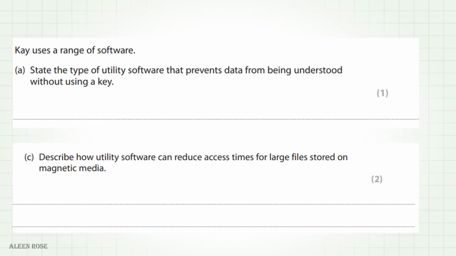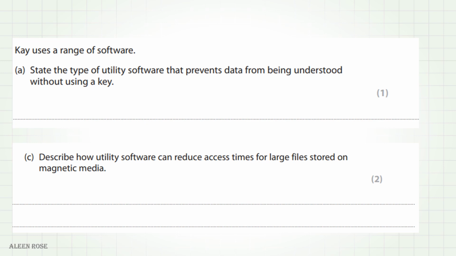State the type of utility software that prevents data from being understood without using a key. So the data should not be understandable, and it needs a key. Analyzing these two terms, we get encryption as the kind of utility software.